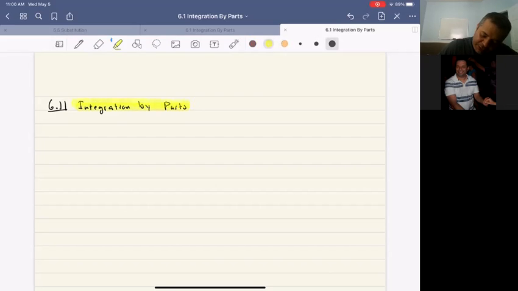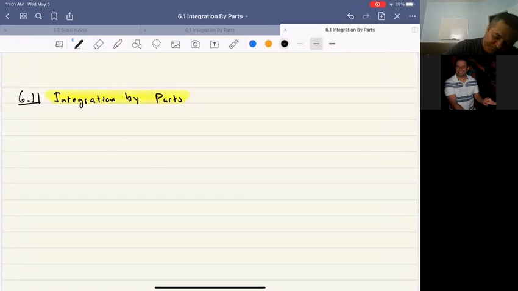Integration by parts is basically the integral version of the product rule. And there is no integral version of the quotient rule, by the way. This is just the integral version of the product rule. So let's start with the product rule.